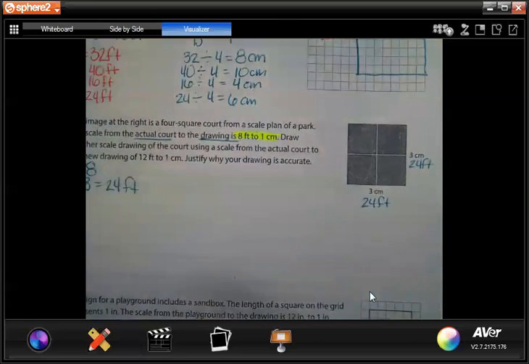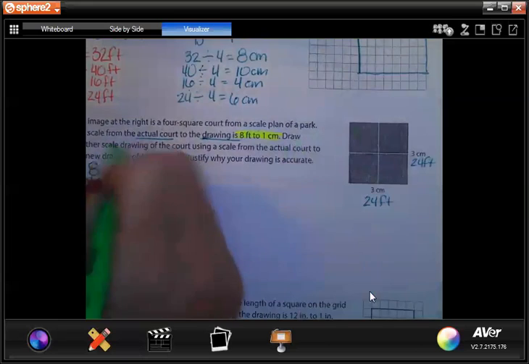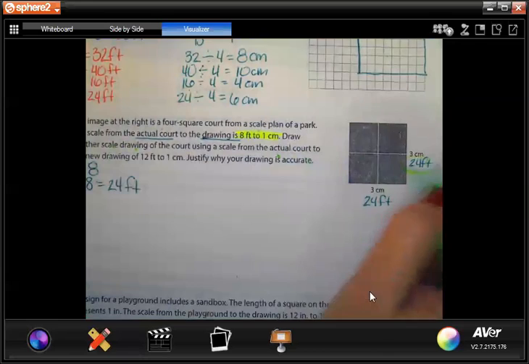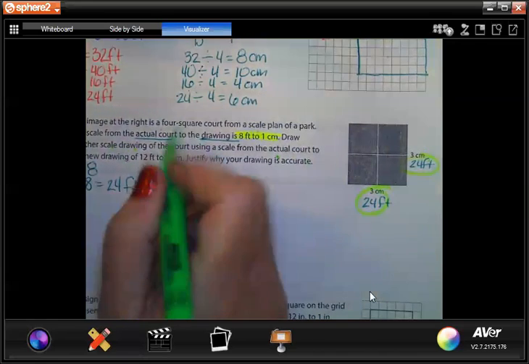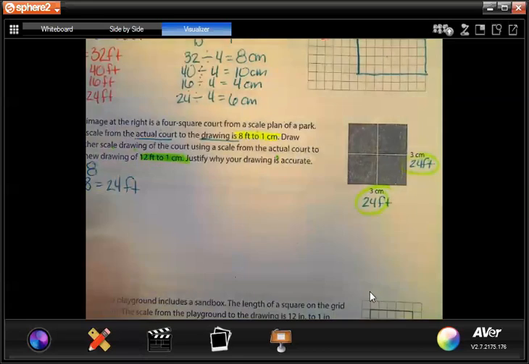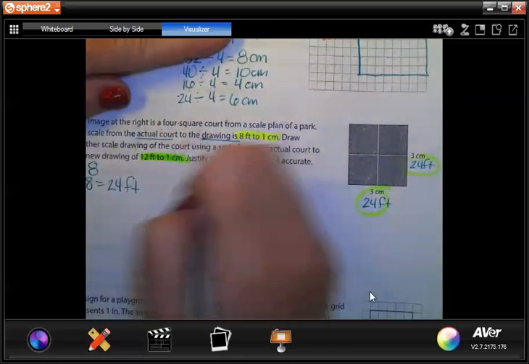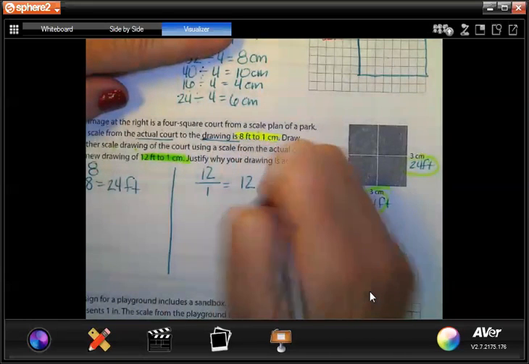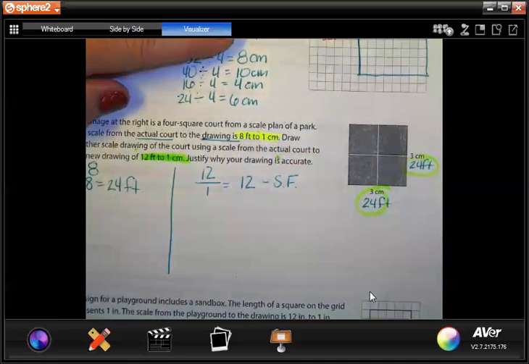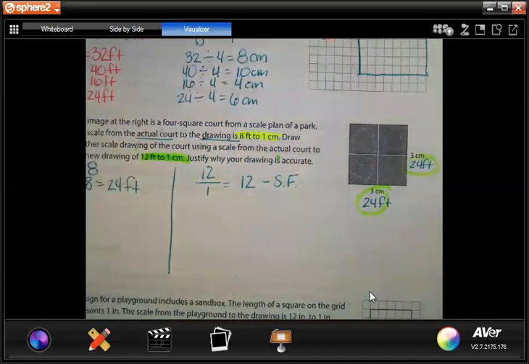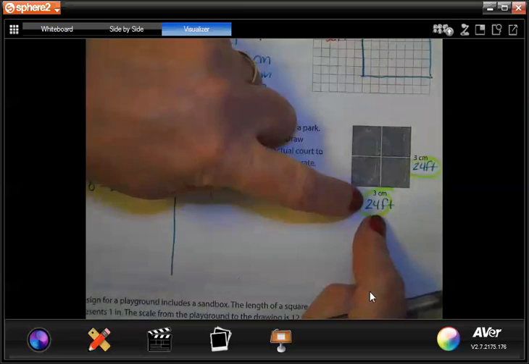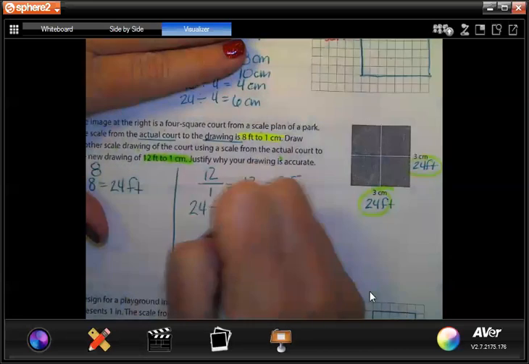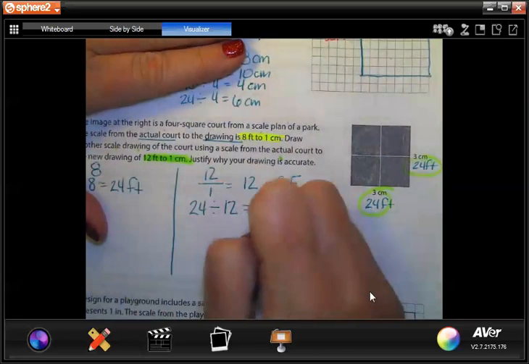Now, we're going to make another scale drawing of the court, from the actual court to a new scale drawing, with that as our scale. So our new scale is 12 to 1, which is 12. So that's our new scale factor. Since we're going from the actual down to a new drawing, we are going to divide. And that comes out to be 2.